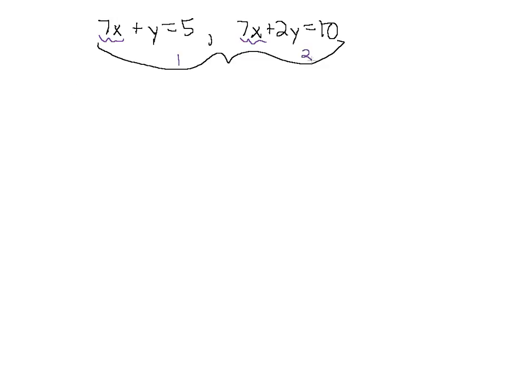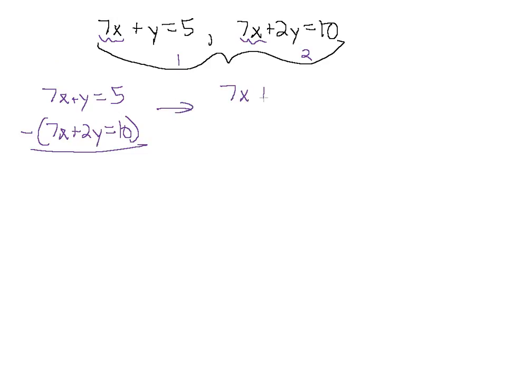Here's equation 1, here's equation 2. So let's subtract 2 from 1, like so. So we have 7x plus y equals 5. We're going to subtract the entire equation, equation 2. We have 7x plus 2y equals 10. All right, so before we do so, we're going to distribute this minus sign. So instead of subtracting the equation, we're going to add the opposite of the equation.